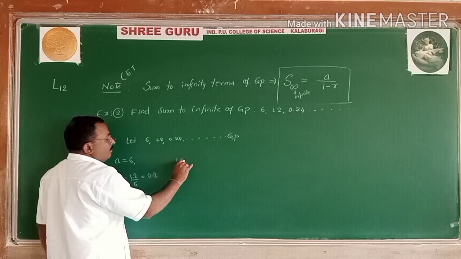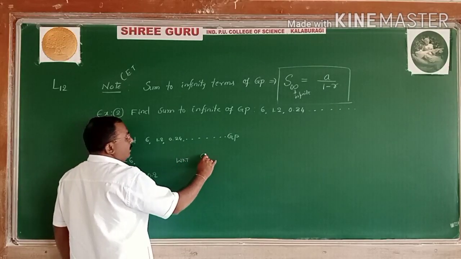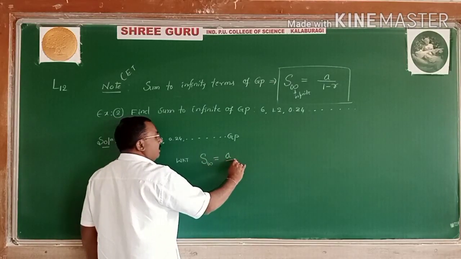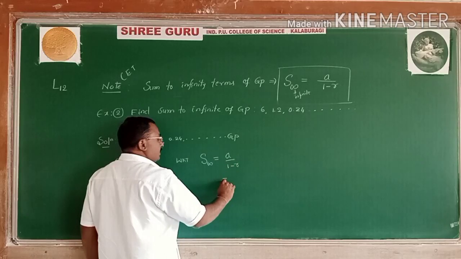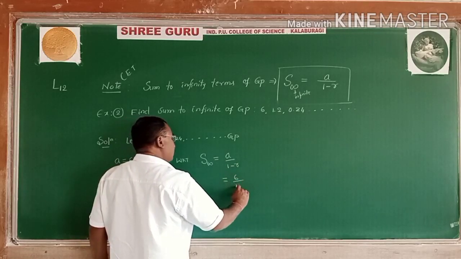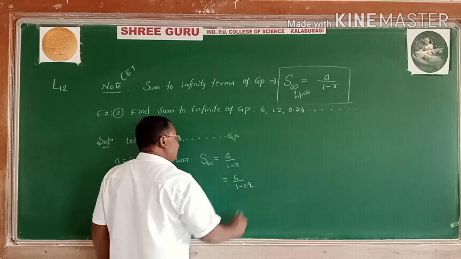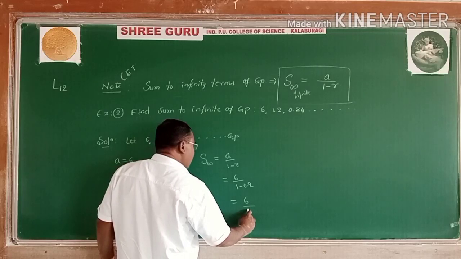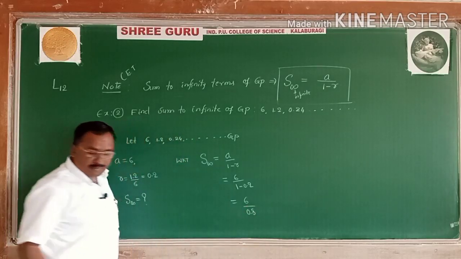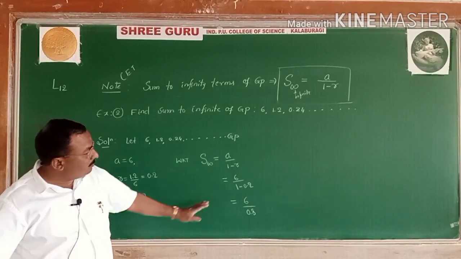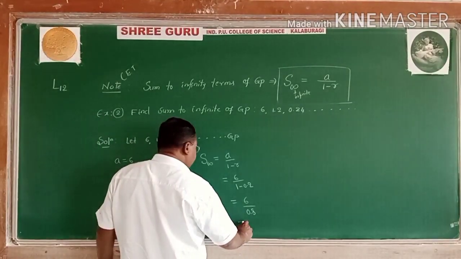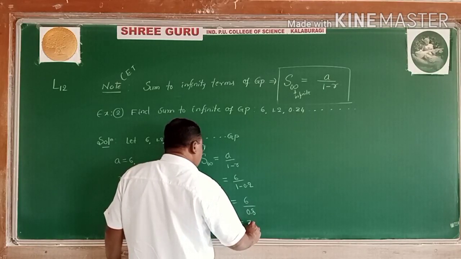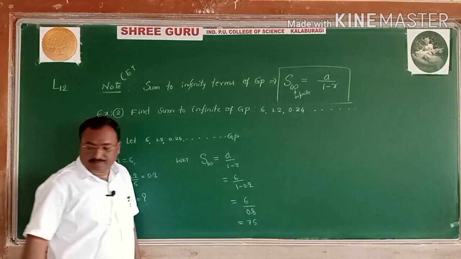We know that the sum to infinity of a GP series formula is equal to A divided by 1 minus R. A is 6, R is 0.2. So it is 6 divided by 1 minus 0.2, which is 0.8. Simplifying, 6 divided by 0.8 is equal to 7.5.